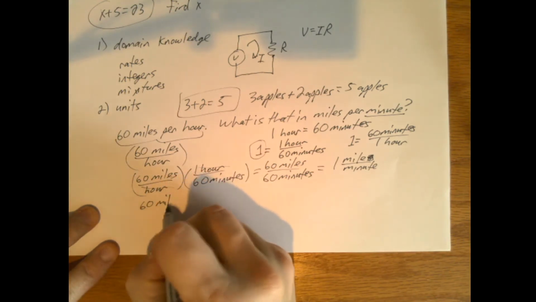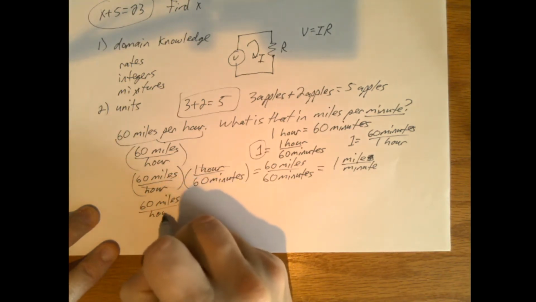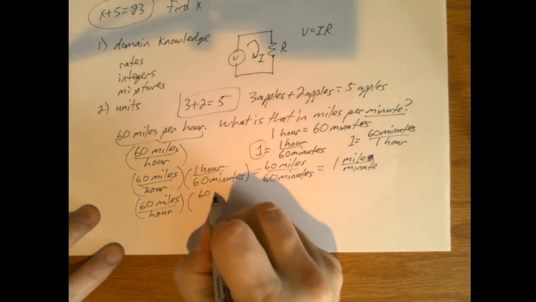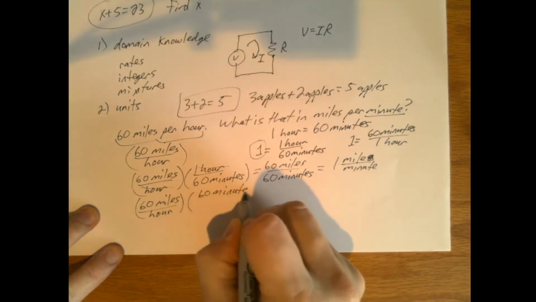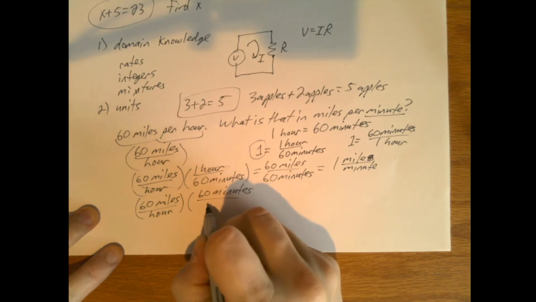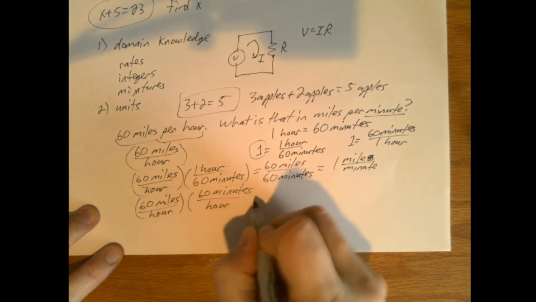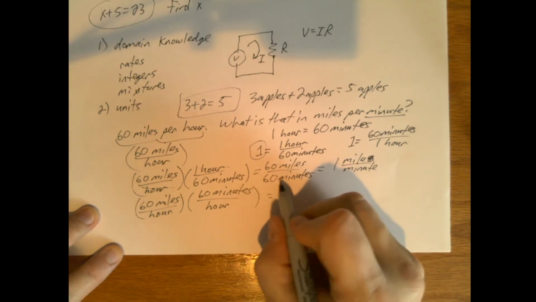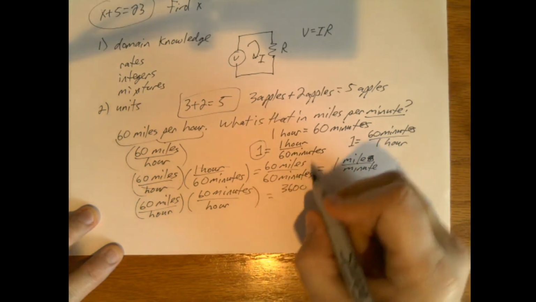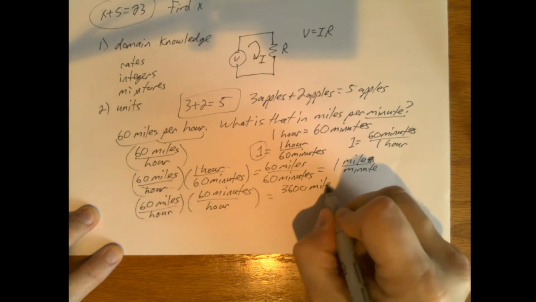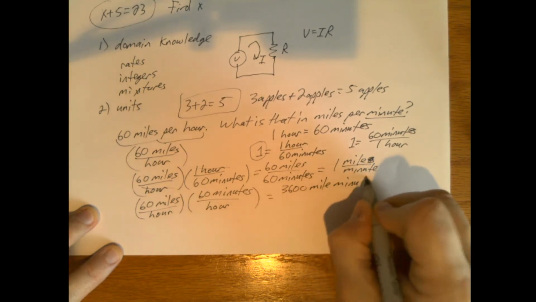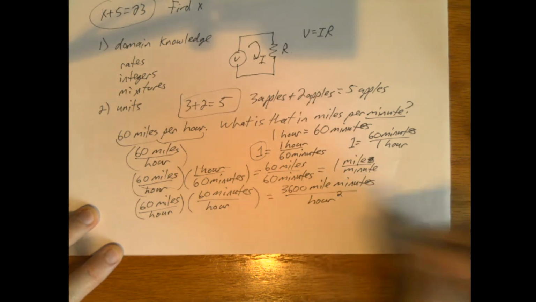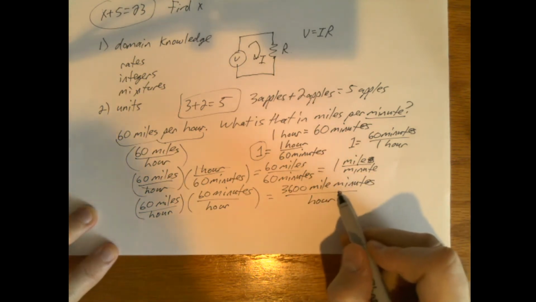60 miles per hour times 60 minutes per hour. Well, then I'd get 60 squared or 3,600 mile minutes per hour squared. Well, I don't even know what that means, really.